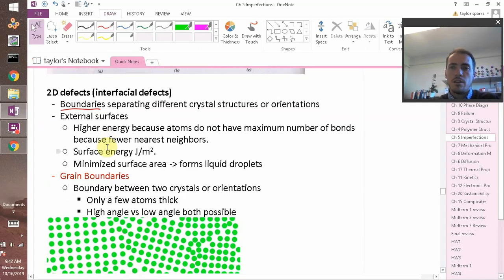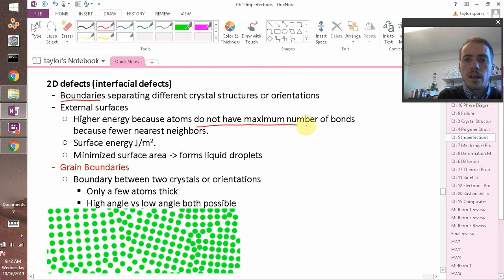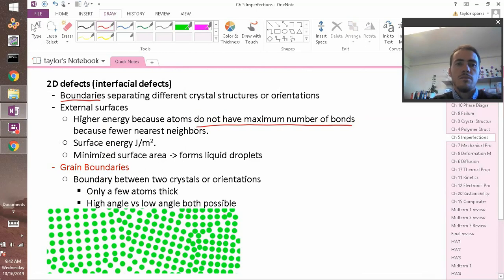We've talked about this at length in this class, that at the external surface, you have atoms that don't have their maximum number of bonds, and so there's an enthalpy penalty that manifests itself as an energy, right? Because they have fewer neighbors. This is why we talk about things as having a surface energy, something like joules per meter squared. And this is also why things typically want to minimize their surface area, right? So if you notice little droplets of water forming, it's because they're trying to reduce their surface area. It's lower energy for them to be surrounded by the number of atoms that they want to be surrounded by. So they form little spheres because that turns out to have the best volume per surface area ratio that you can get, okay, typically.